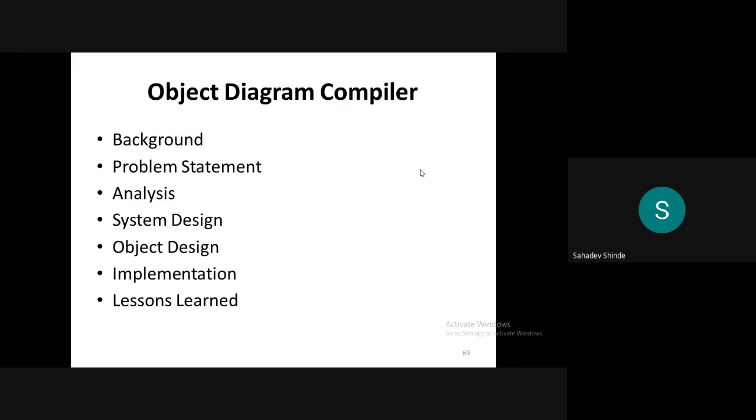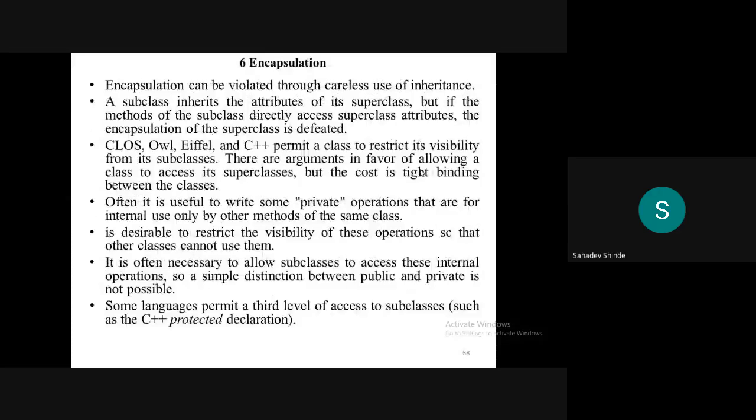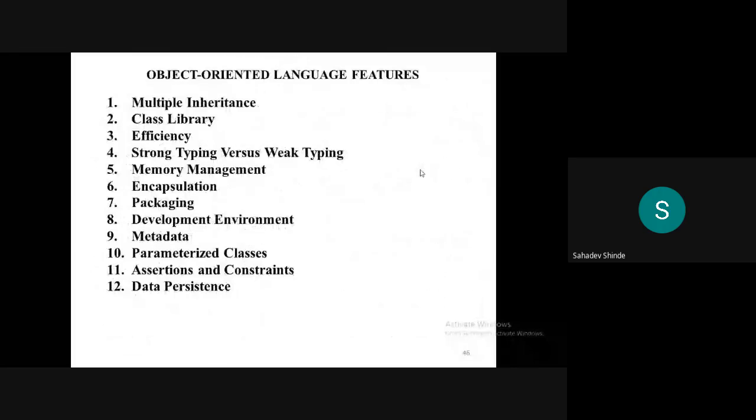Okay. This is about the object-oriented language features. There are a total of 12 object-oriented language features we have studied. The first one is multiple inheritance, second class library, third efficiency, fourth strong typing versus weak typing, fifth memory management, sixth encapsulation, seventh development environment, ninth metadata, tenth parameterized classes, the 11th assertions and constraints, and the last, 12th one, is data persistence. Okay, this is about object-oriented language features.